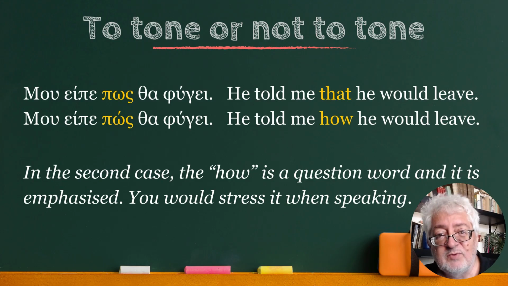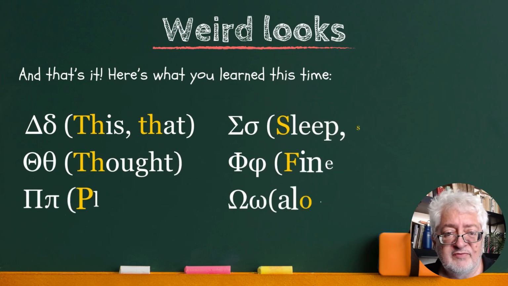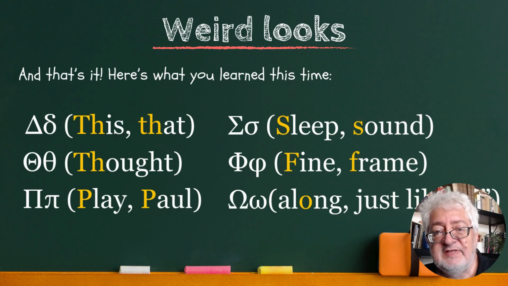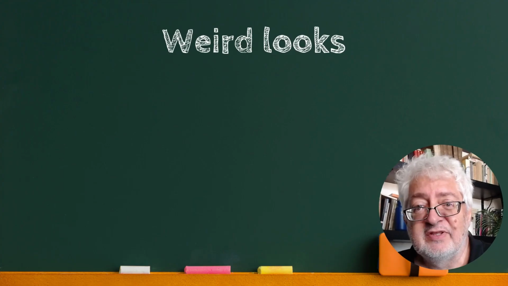Okay, so here is what we learned this time, and now we are almost finished. We learned the following letters: delta, like in this and that; theta, like in thought; pi, like in play and Paul; sigma like in sleep and sound; phi like in fine and frame; and omega, like in along, above. The o sound, that is the same like the normal small o. And that's all for today. We are finished with the Greek alphabet.